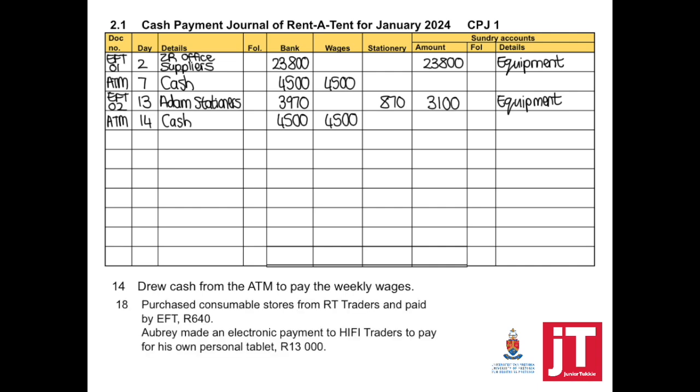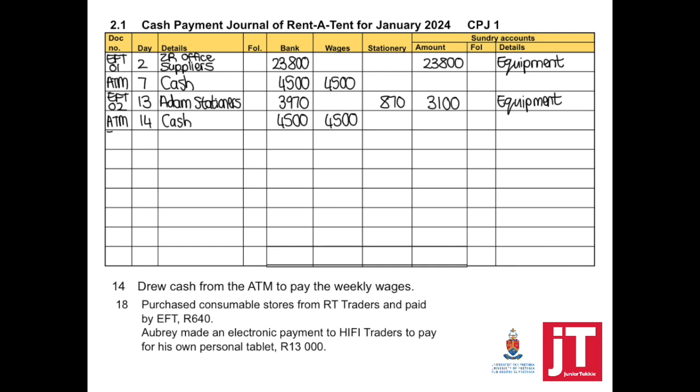Day 18. Purchased consumable stores from RT Traders and paid by EFT 640. On the same day, Aubrey made an electronic payment to Hi-Fi Traders to pay for his own personal tablet, 13,000. So there's 2 transactions now happening on the same day. So take note, it's different to what happened on day 13.